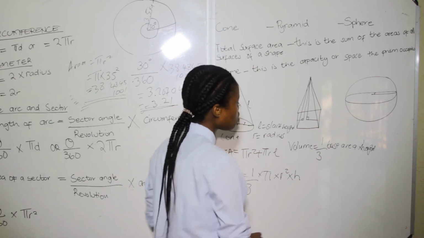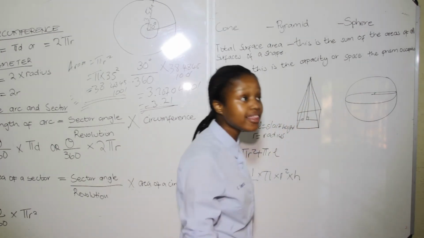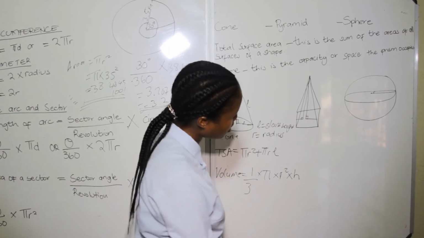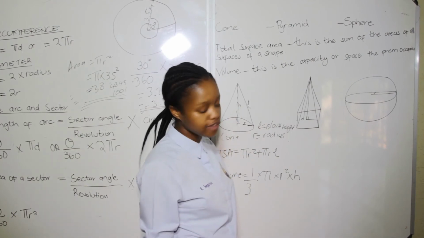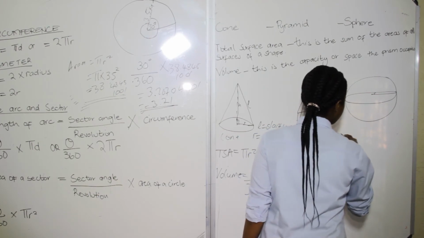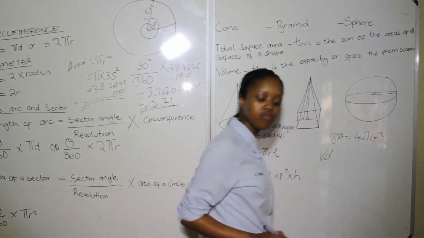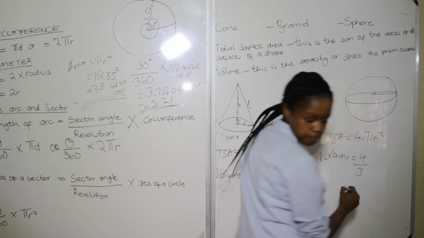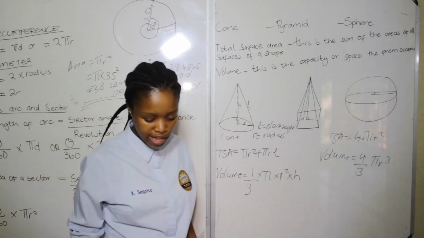Now let's rush onto a sphere. Remember, these formulas are given to you in all papers. So that's the lucky part. This is how a sphere looks. The total surface area of a sphere is going to be 4 pi r squared. And the volume is going to be 4 over 3 pi r cubed.